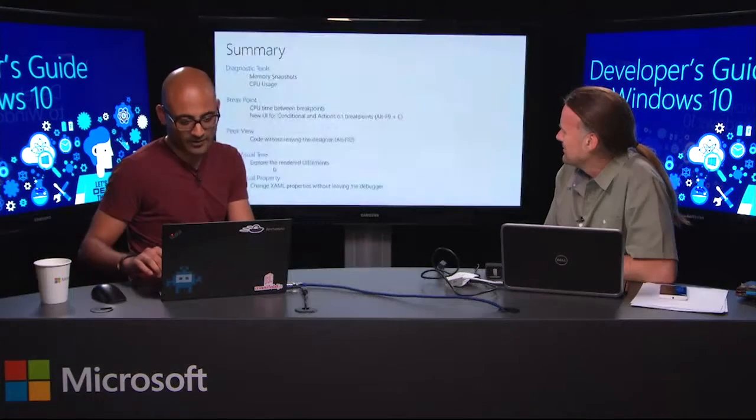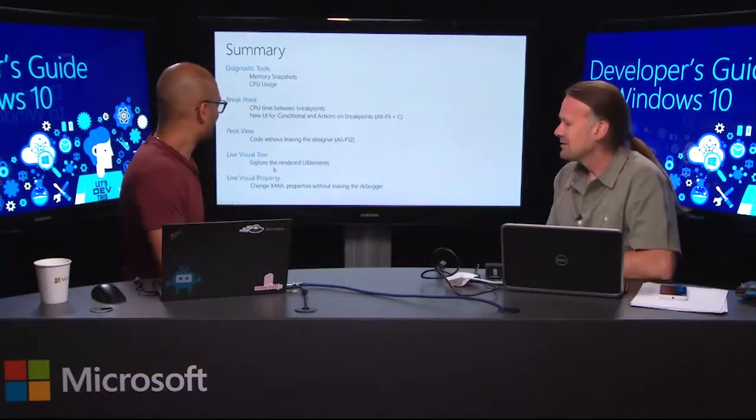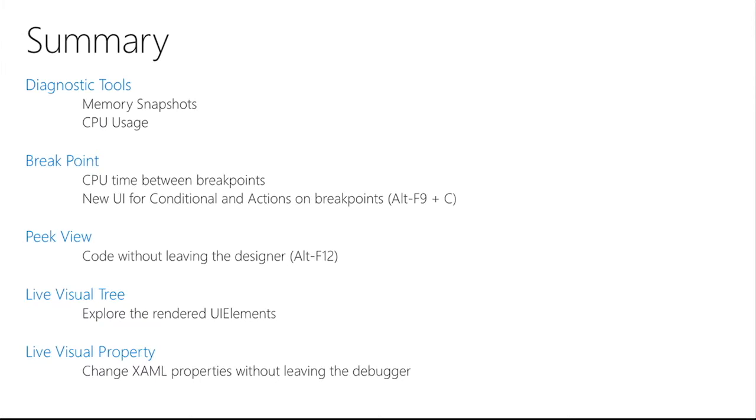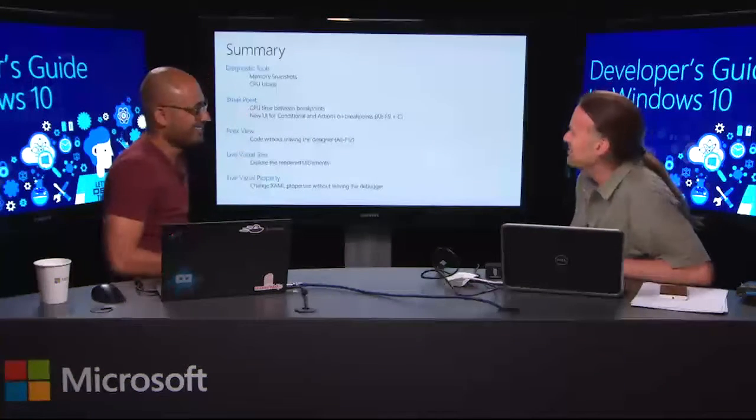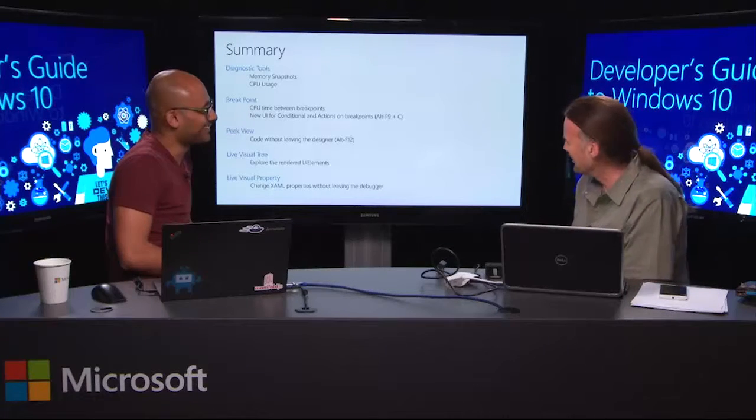Great. So, quick summary. This is probably the busiest slide I've got for today. We talked about the diagnostic tools, and you saw me go through the memory snapshots of figuring out what's wrong. You saw I got CPU usage between my breakpoints, which is kind of cool. I showed you as well the conditional and action breakpoints. There is an Alt F9 if you're into your keyboard shortcuts. I never remember those things. I'm UI, I like the cog. You like the cog.